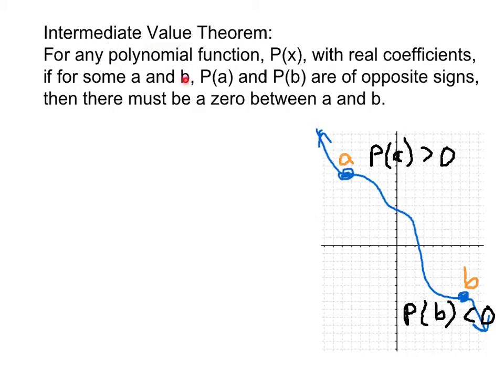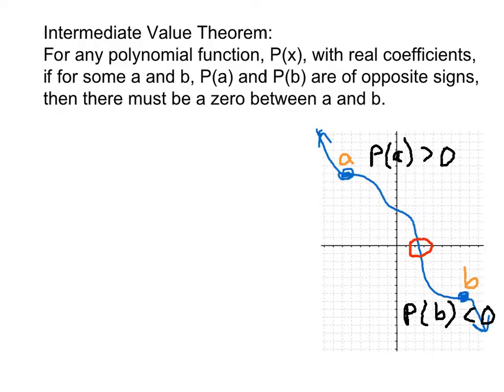Since this is a polynomial function, and we know polynomial functions are continuous, that ties back into the rule that we're not allowed to lift our pencil. So if we wanted to go from this point A that has a positive function value, and we traveled along this curve to get to this point B, which has a negative function value, since it's a polynomial function, we can't lift our pencil. That means there must be somewhere between A and B where this function crosses the x-axis. That's what the Intermediate Value Theorem says.